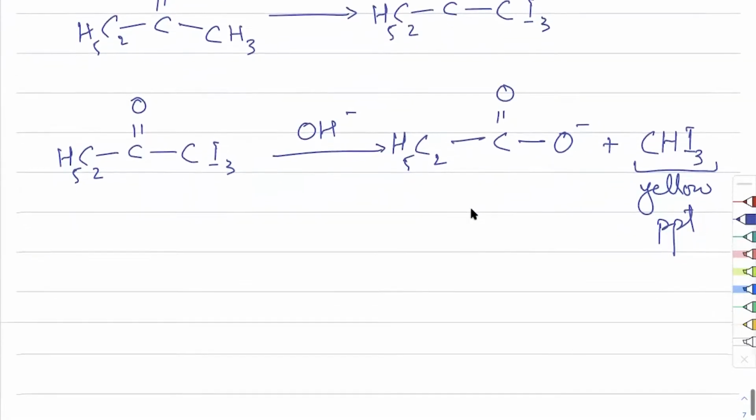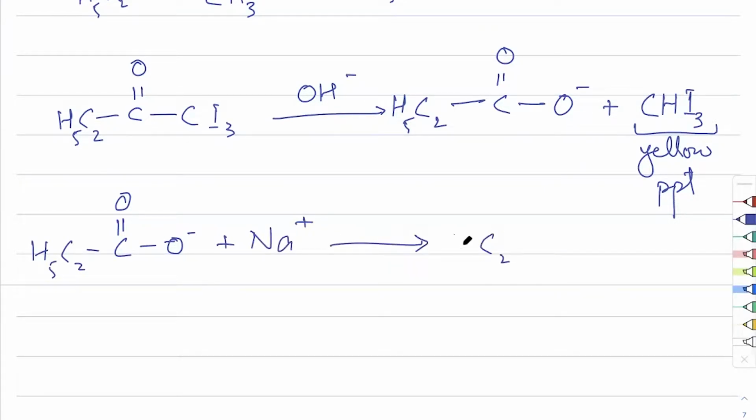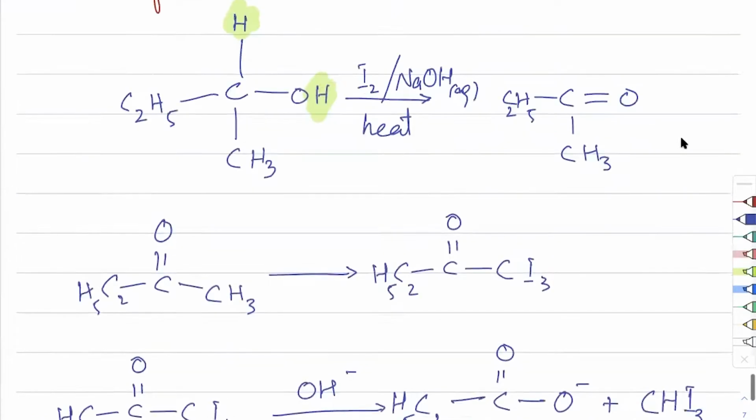And then because you already have sodium ion present, that sodium ion can react with this propanoate ion and form sodium propanoate. Where did the sodium ion come from? From the alkali. So you're going to get this propanoate minus and Na plus. So you are going to get some solution of this acid salt, okay, and a yellow precipitate. So let's go back.